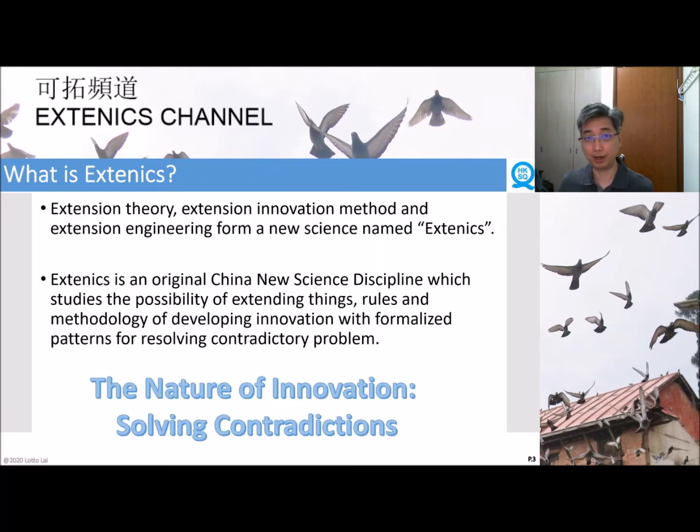Every time I will repeat again what is Extenics. Extension theory, extension innovation method, and extension engineering form a new science named Extenics. Extenics is an original Chinese new science discipline, which studies the possibility of extending things, rules, and methodology of developing innovation with formalized patterns for solving contradictory problems. So we are always talking about the nature of innovation: it starts from solving contradiction.